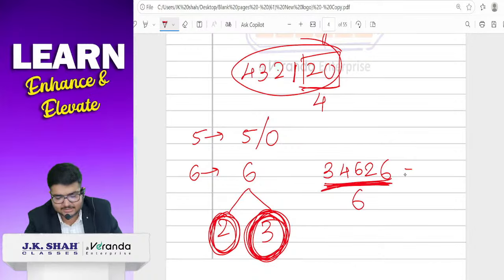Let us add all the digits. The answer is 21 if you add all the digits, right? So, is 21 divisible by 3? Yes, sir. Then the whole number is divisible by 3 also.